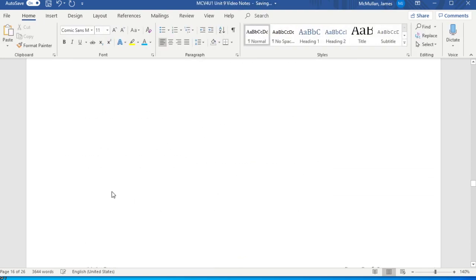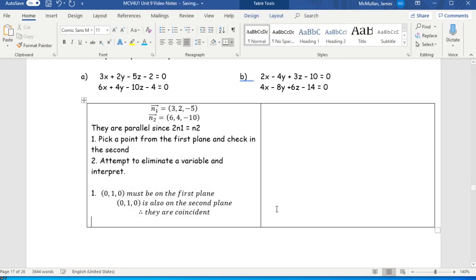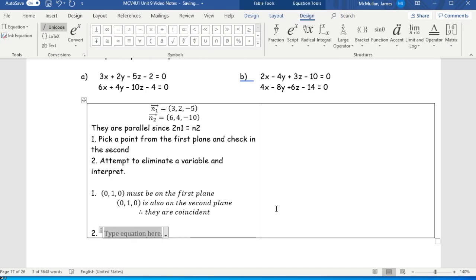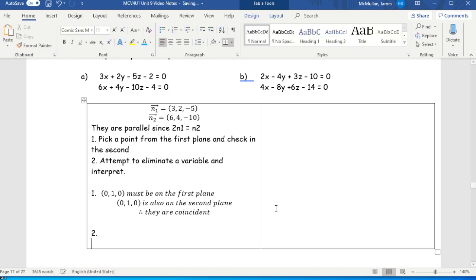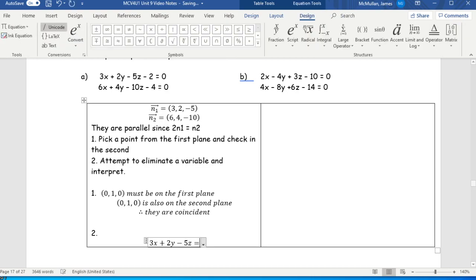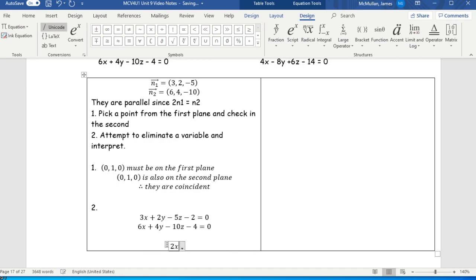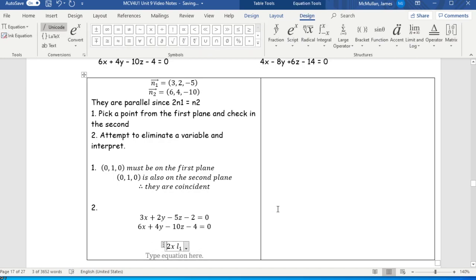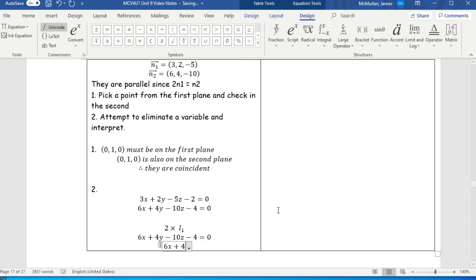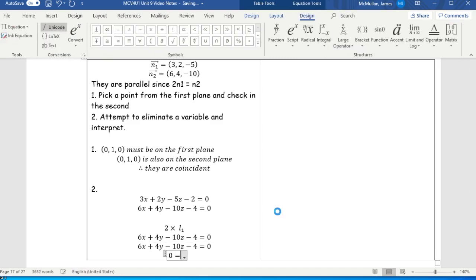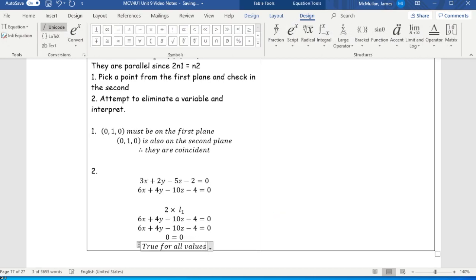Okay, so they're coincident. Now, let's say we wanted to do solution number two, where you try to eliminate a variable. So we go 3x plus 2y minus 5z minus 2 equals 0. Underneath it, 6x plus 4y minus 10z minus 4 equals 0. Let's take the first line and double it, 2 times L1, and we get 6x plus 4y minus 10z minus 4 equals 0, over top of 6x plus 4y minus 10z minus 4 equals 0, and then you get 0 equals 0, which is true for all values of x, y, and z.